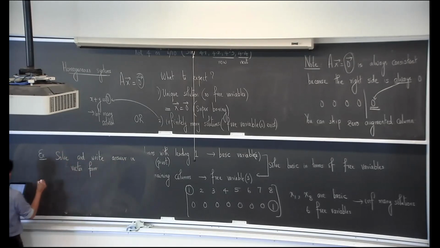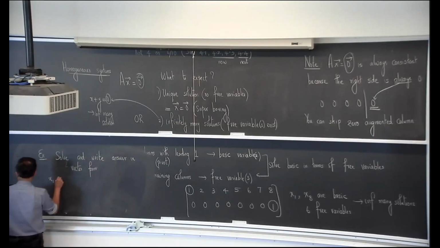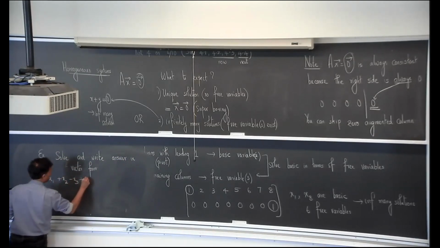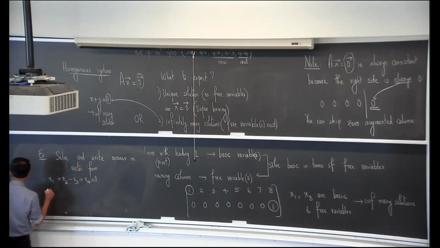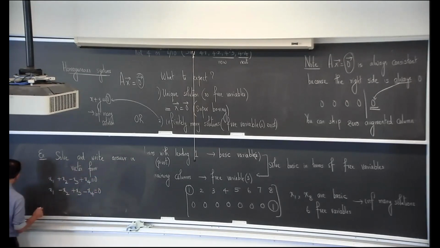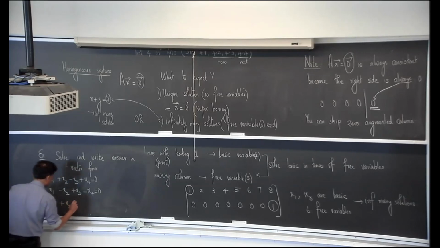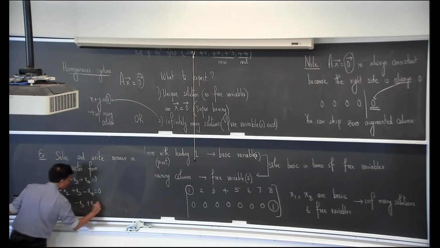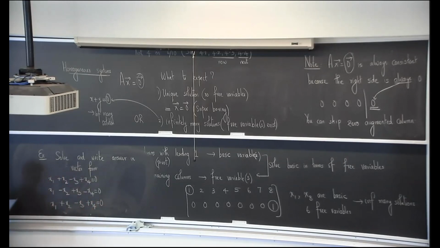Okay. So x1 plus x2 minus x3 plus x4 equal to 0. x1 minus x2, copy this carefully, it's all plus minus signs. Plus x3 minus x4 equal to 0, and x1 plus x2 minus x3 plus x4 equal to 0.